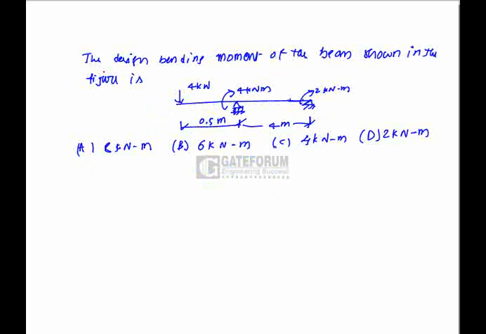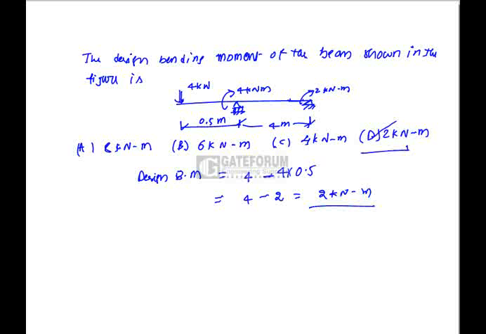The question is the design bending moment of a beam shown in the figure. Here a point load of 4 kN and moments of 4 kN·m and 2 kN·m are there. So the design bending moment is equal to 4 into 4 kN·m, which is already there, minus 4 into 0.5, that is 4 minus 2, which is equal to 2 kN·m. So option D is correct.